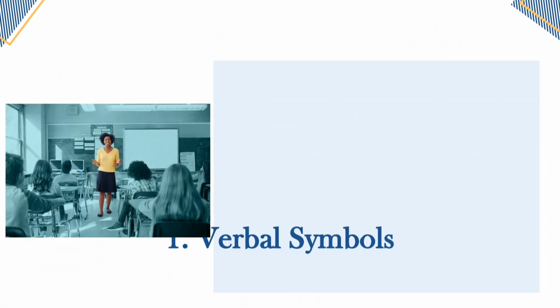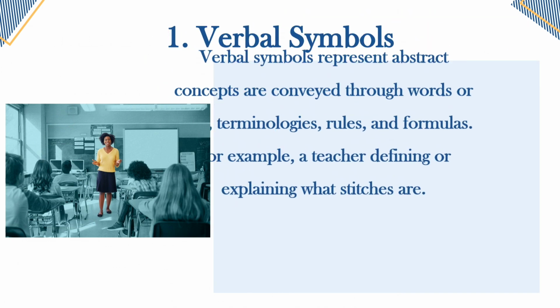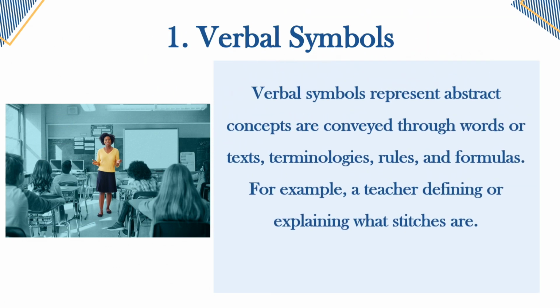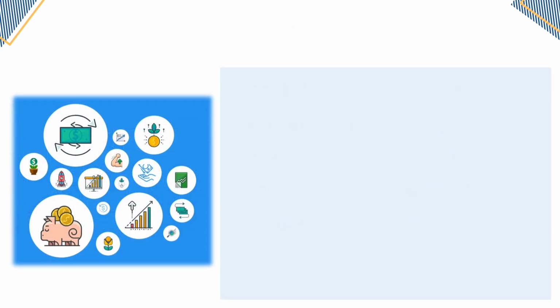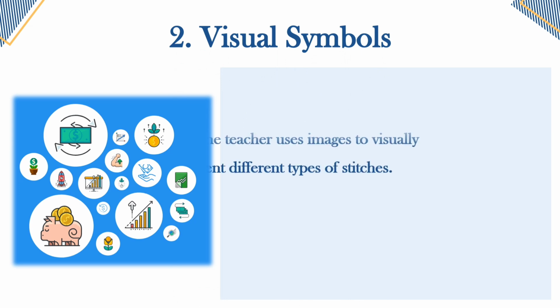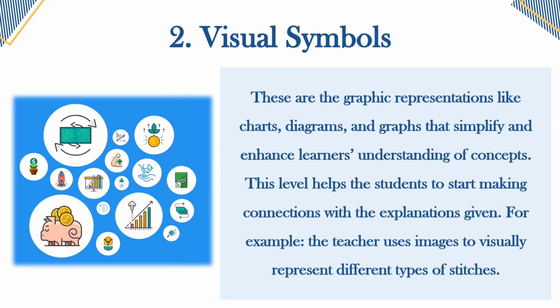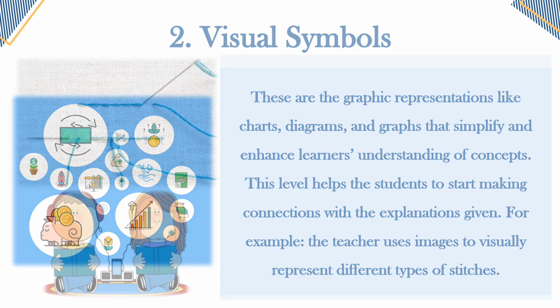Verbal symbol, as the name suggests, is where you can use words in text. For instance, the teacher can give a definition or explain what stitches are to her students. Visual symbol, on the other hand, is where you use graphics and charts, and a teacher can use those very things to show the children what stitches are.